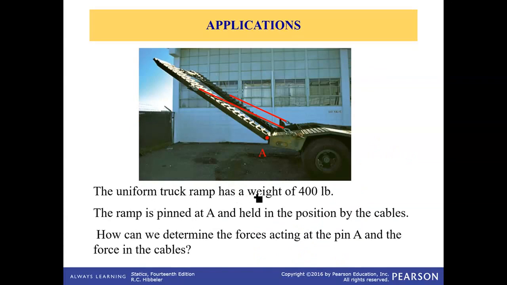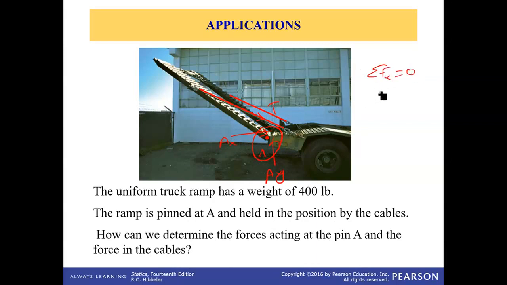The uniform truck ramp has a weight of 400 pounds. The ramp is pinned at A and is held in position by the cables. How can we determine the forces acting at the pin A and the force in the cable? We have three unknowns here: Ax, Ay, and the tension in the cable, T. How can we solve for these three unknowns using three support reactions?